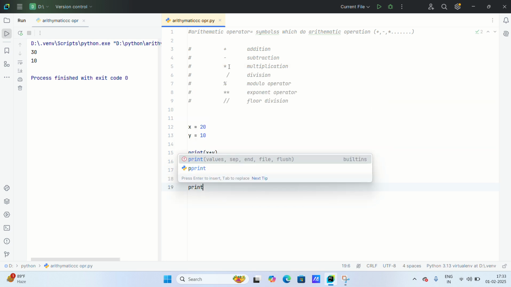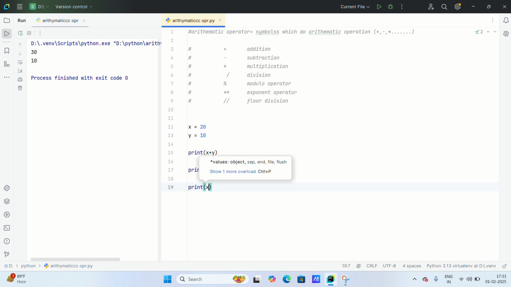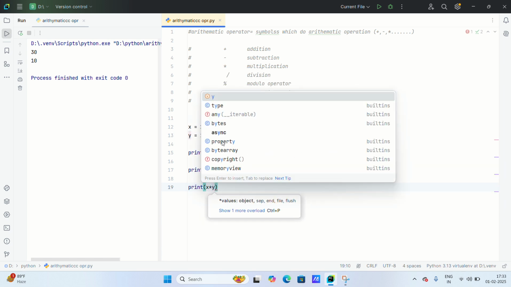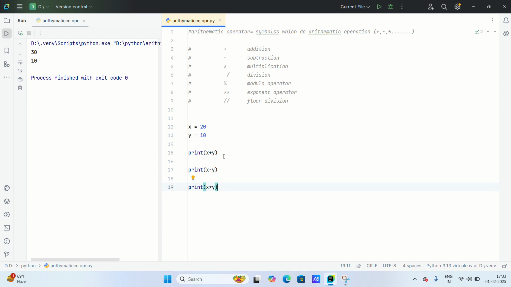Third operator is my multiplication operator. As you all know how the multiplication operator works. So we will try it like this: x into y. It will multiply 20 into 10 and give the answer 200. As you can see, the answer is 200.